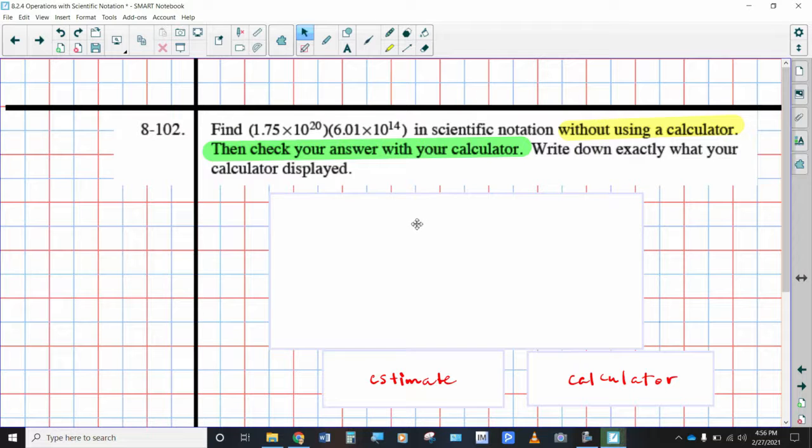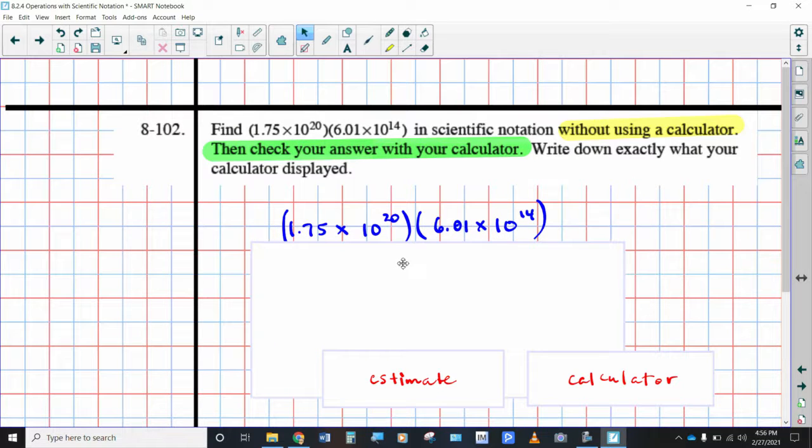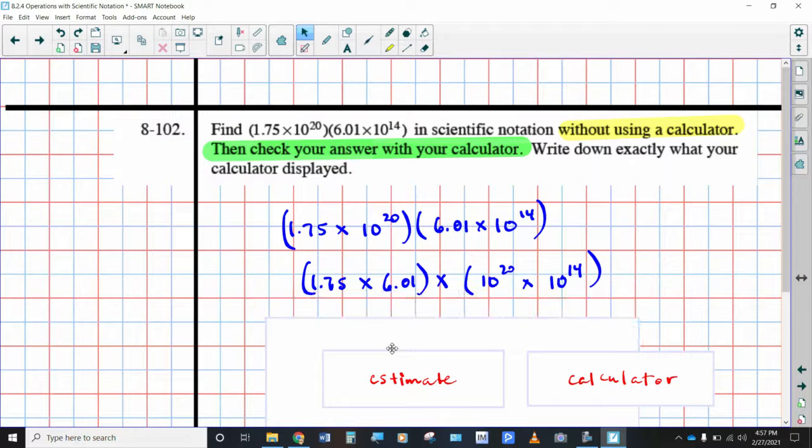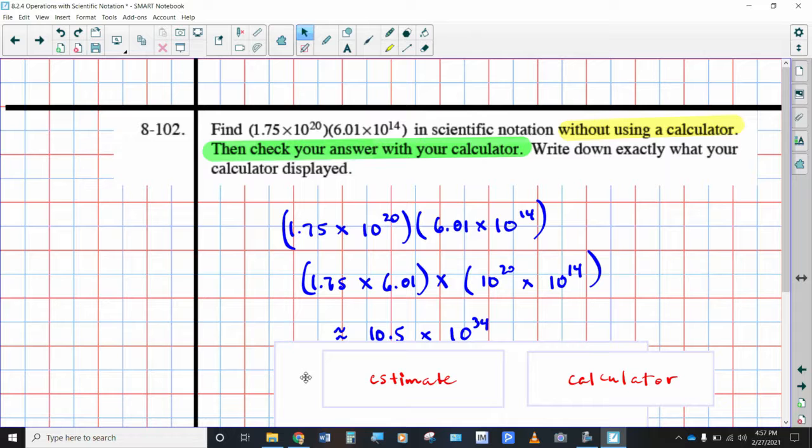All right, see how you did. We're going to start by copying the problem down exactly how it's written. Then we will do some rearranging to get our leading factors together in one parentheses and our powers of 10 in the other. 1.75 times 6, that's 1 3/4. So if I use the distributive property, 1 times 6 is 6, correct? And then 3/4 of 6 is going to be like 4.5 or something. I think, yeah, it's about 4.5. So this should be about 10.5. So that's about 10.5 multiplied times, add those exponents together.